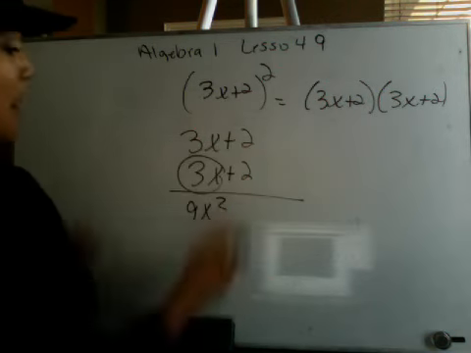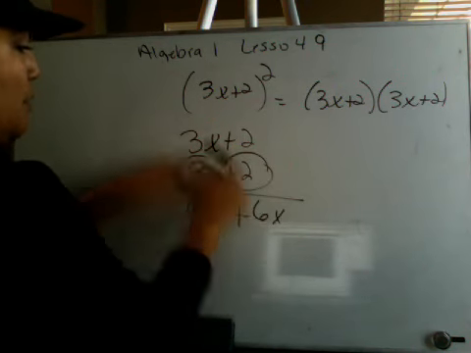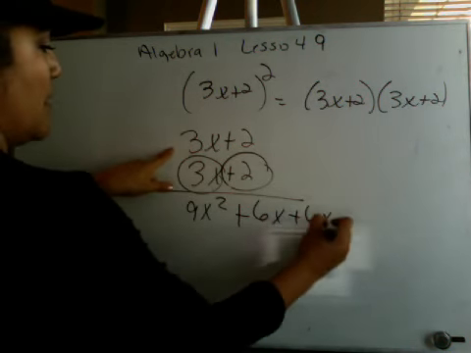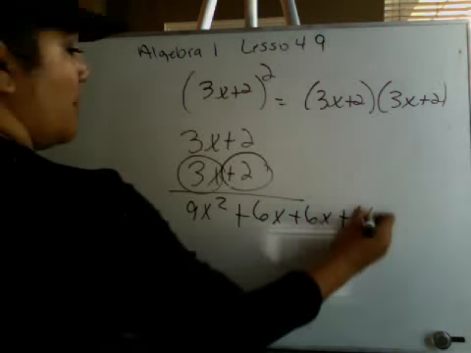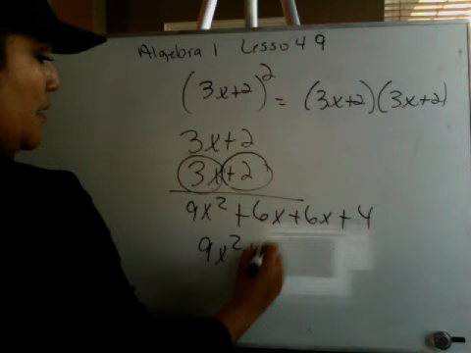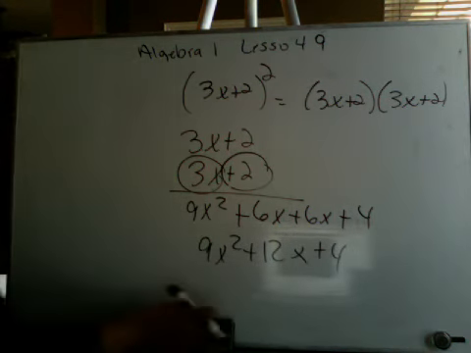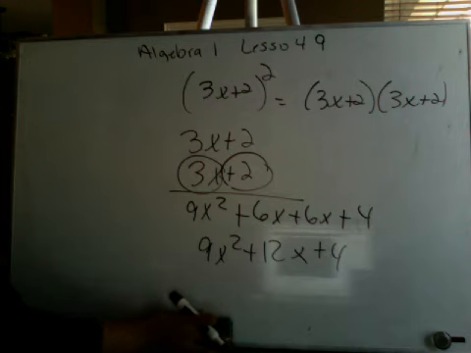3x times positive 2 is plus 6x. Then you take this positive 2 times 3x, plus 6x. 2 times 2, plus 4. You combine like terms. You have 9x squared plus 12x plus 4, and it's in descending order. That is simply your answer.